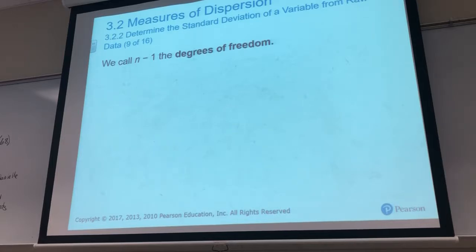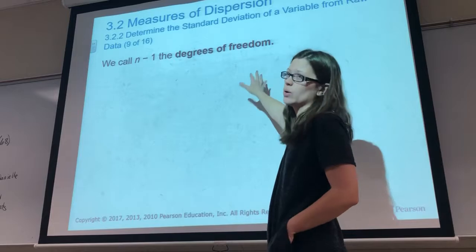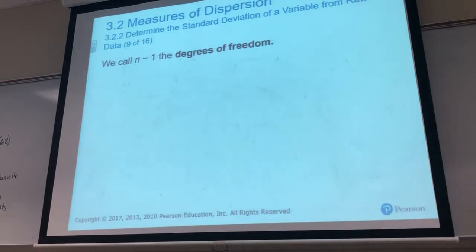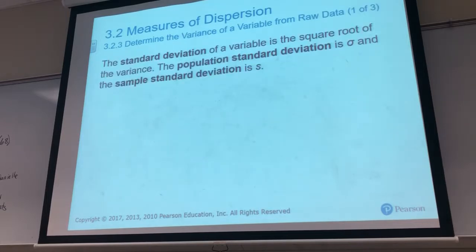N minus 1 is called the degrees of freedom. We're going to see that pop up again later. You don't have to memorize that, but we are going to see it later in chapter 9, I think, where when we deal with samples, we have this number, N minus 1, and we call it the degrees of freedom. Then they have an example, but we're not doing that.